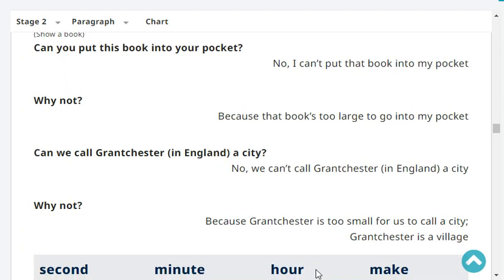Can we call Grantchester a city? No, we can't call Grantchester a city.